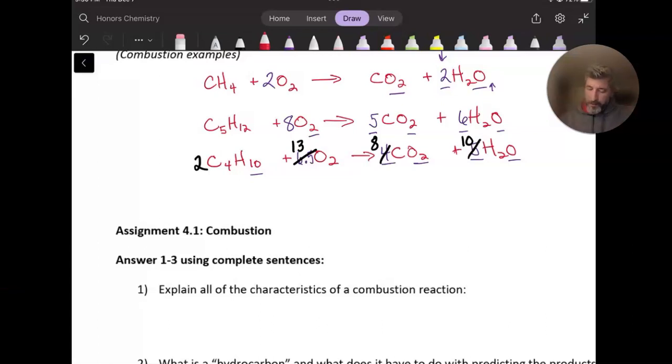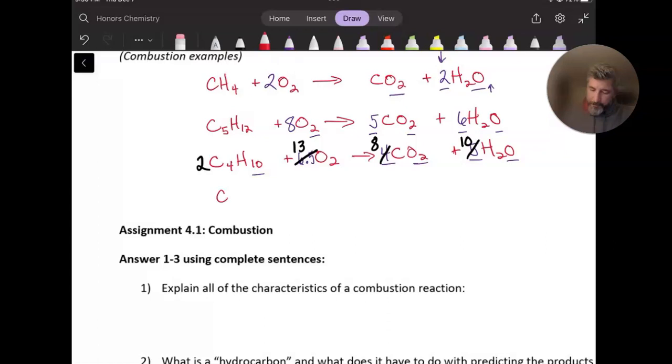Okay, let's try one more. This time we're going to have C2H5OH plus oxygen. Now this one looks a little bit different because our hydrocarbon also has oxygen in it, but it doesn't change the fact that this is combustion of a hydrocarbon, and so it's going to give us the same products. Okay, so CO2 plus H2O. All right, and so we're going to follow the same logic we've been following. We're going to save oxygen for last.